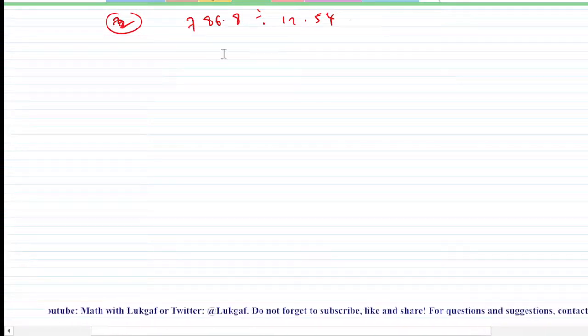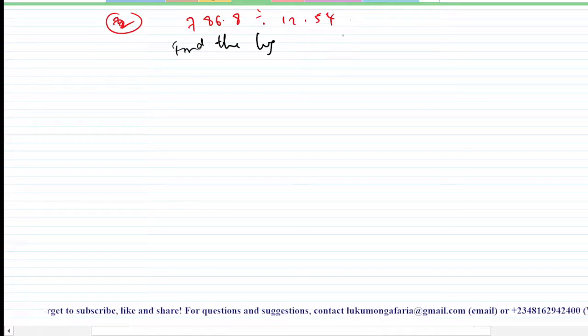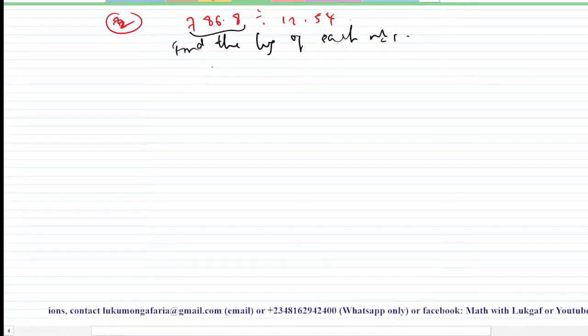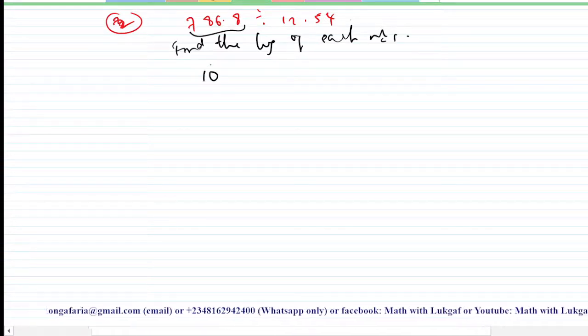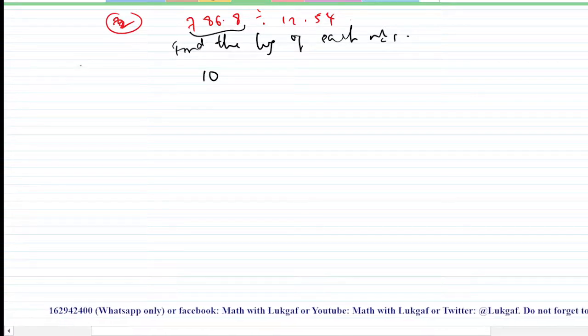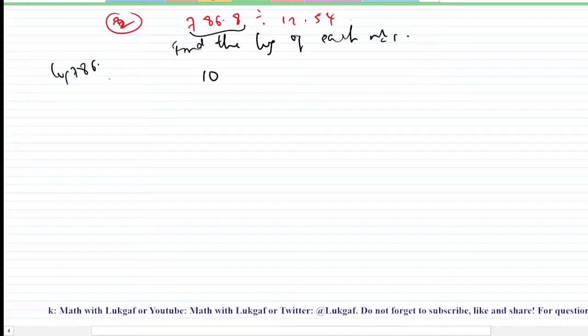It means you are going to find the log of each number. So if you are taking the logarithm of this, don't forget logarithm is the power to which 10 is raised. And if you want to find the logarithm of 786.8, you are going to find the characteristic part first.